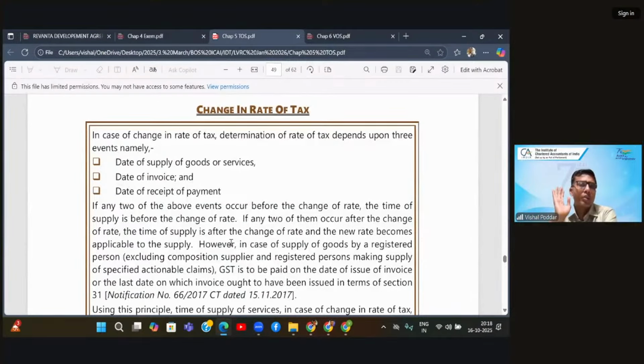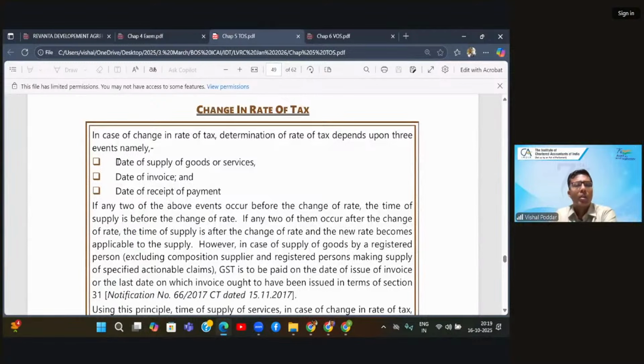Now what does section 14 say? Section 14 says for determining whether tax has to be paid at the old rate or the new rate, what you have to check? You have to check simply one thing. Out of these three transactions, if two transactions, that is majority of the transactions, are happening before 22nd of September, old rate will apply. But if majority of the transactions are happening after 22nd of September, new rate will apply.